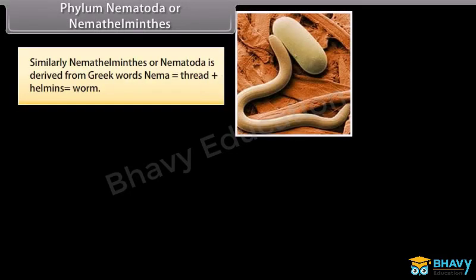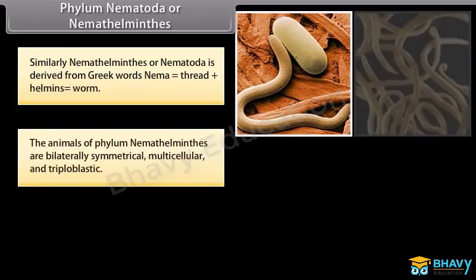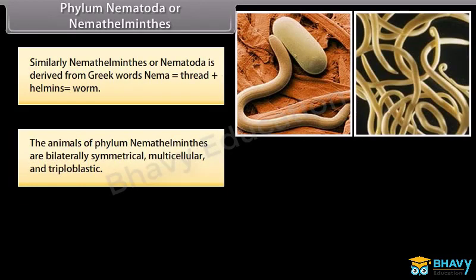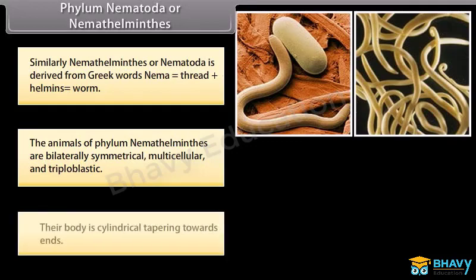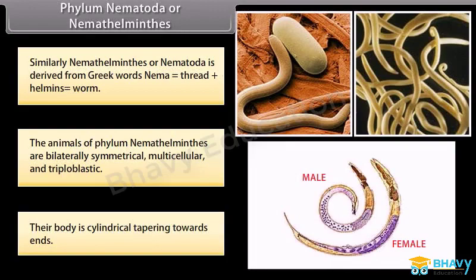Phylum Nematoda or Nemathelminthes. Similarly, Nemathelminthes or Nematoda is derived from the Greek words nema, which is thread, plus helminths, worm. The animals of Phylum Nemathelminthes are bilaterally symmetrical, multicellular, and triploblastic. Their body is cylindrical tapering to its ends.